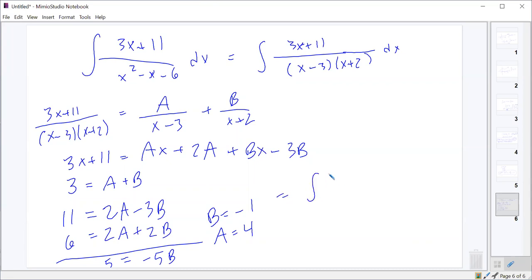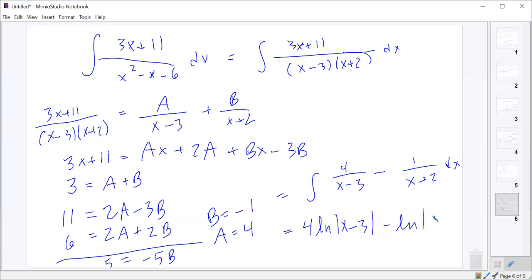And so we end up with an integral of 4 over x - 3 minus 1 over x + 2 dx. And we should be able to easily integrate that. 4 natural log absolute value of x - 3 minus natural log absolute value of x + 2 plus our constant. Good or no?